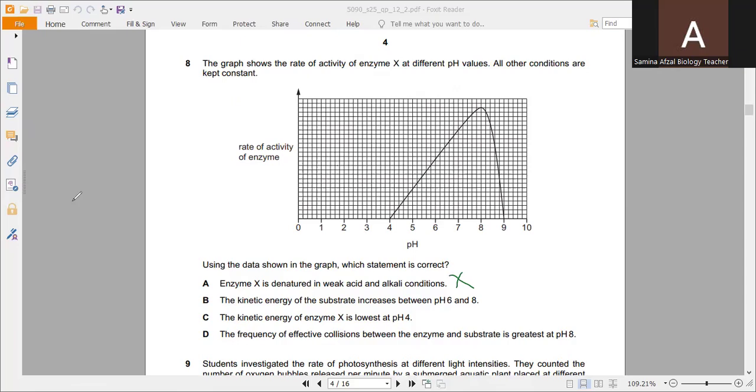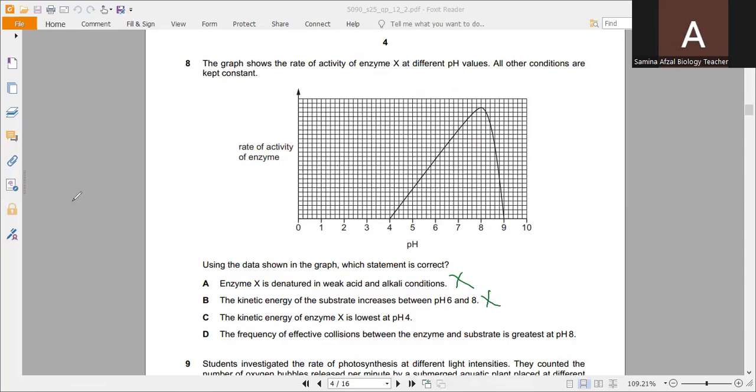Then, the kinetic energy of the substrate increases between 6 and 8. Between 6 and 8, kinetic energy is increasing. So this is not correct. Kinetic energy is determined by temperature, not pH. Kinetic energy will increase when the temperature becomes high. But here there is an increase in the pH value. So B is not a correct option.